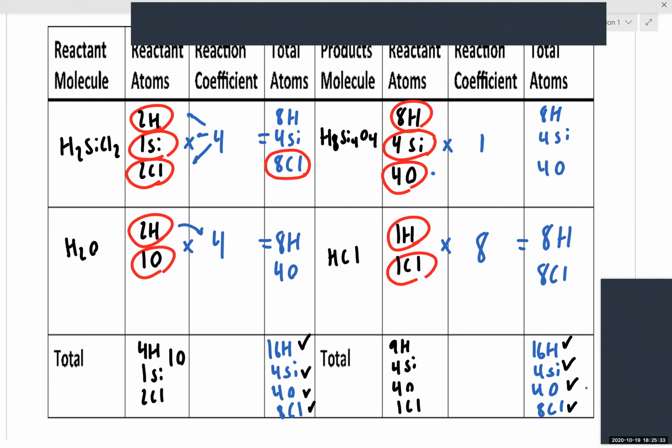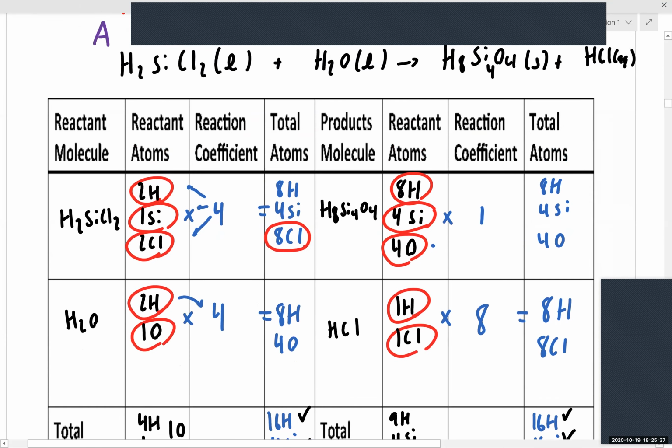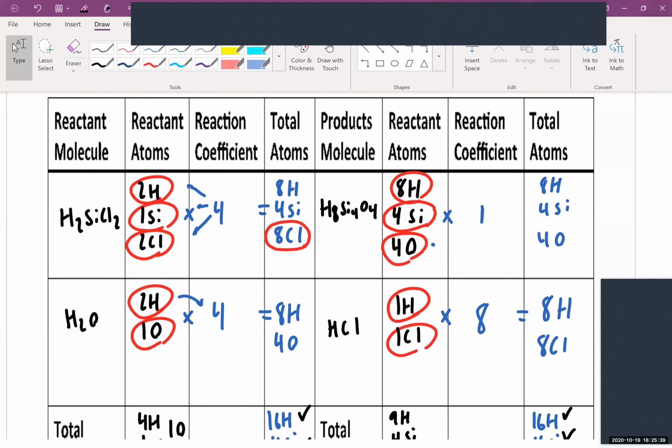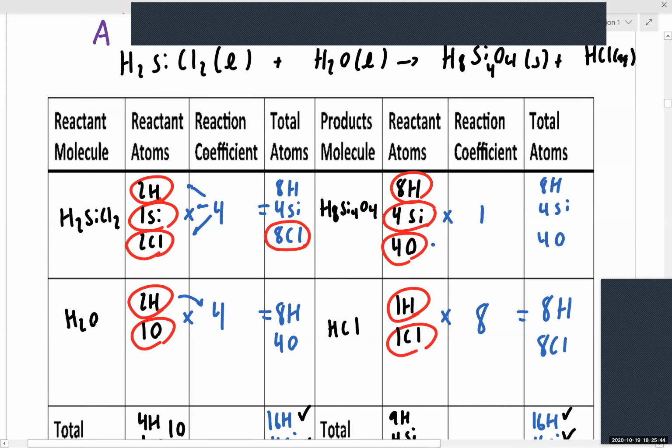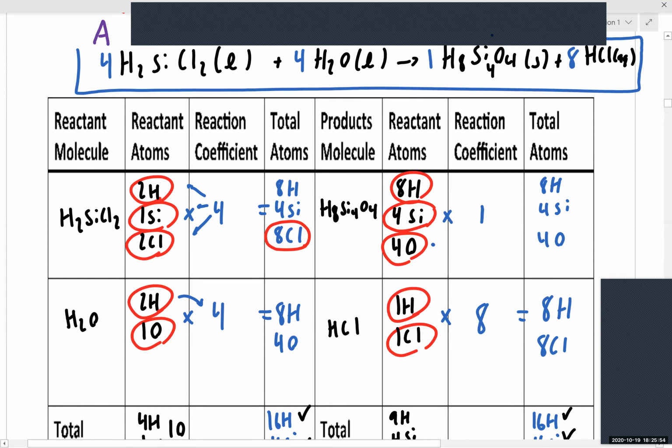Yes. Perfect. So remember as a last step, and I want to bring this up because I've seen this mistake happen, and I can figure out what the student meant to convey, but it's always a little puzzling. Make sure to put your final coefficients in your equation and then box your final balanced equation.